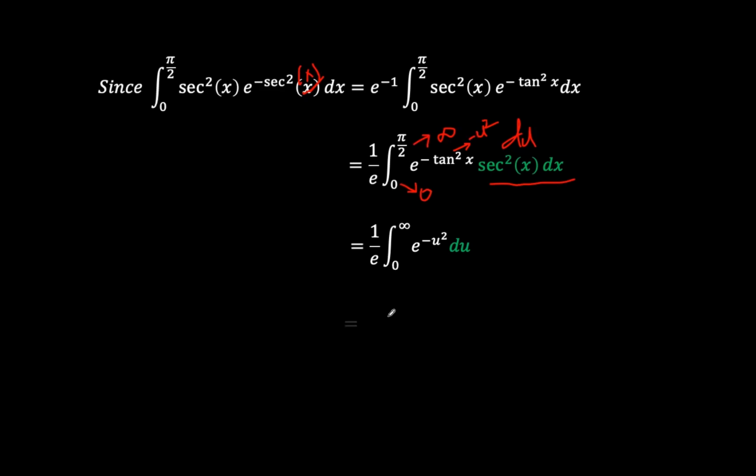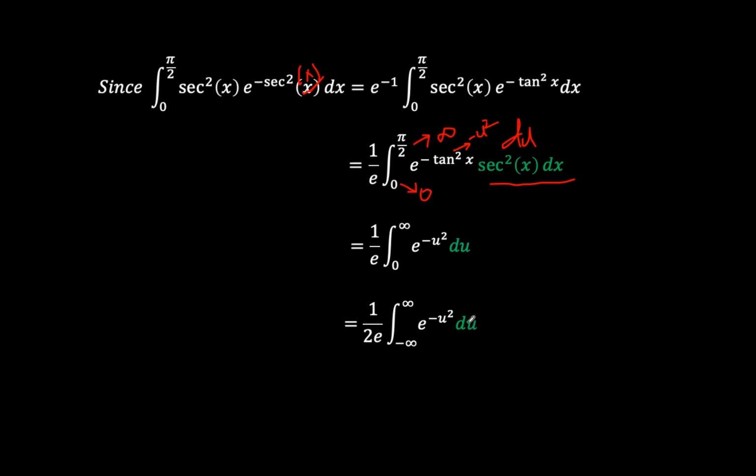And so since the Gaussian distribution is symmetrical about u equals 0, if we consider that, then we have to add a constant of one half. So 1 over 2e times the integral from u tending to negative infinity to u tending to positive infinity of e to the power negative u squared du.